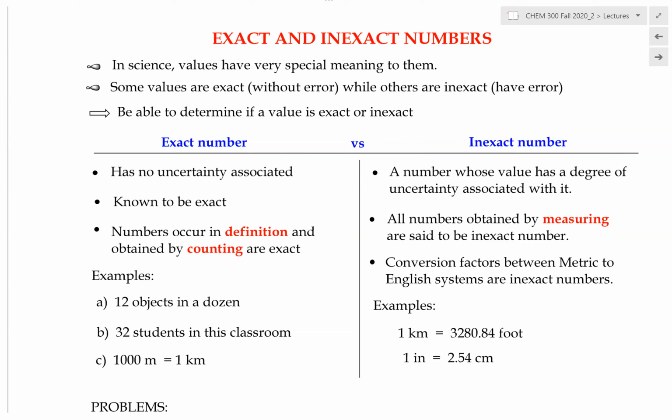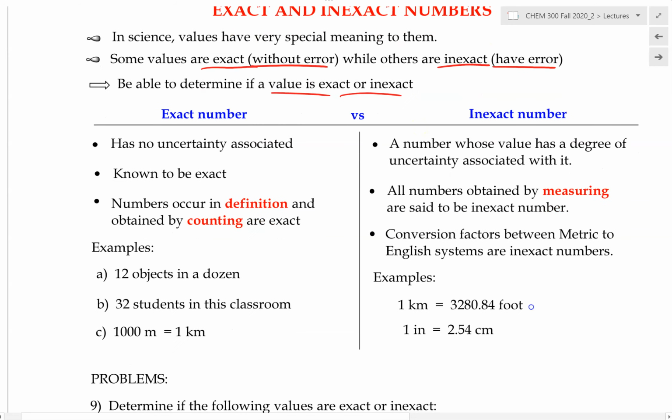Hi guys! So in this lecture video, I'll be going over the differences between exact and inexact numbers and how do we identify them. So in science, values have very special meaning to them. While some values are said to be exact, other values are said to be inexact. Exact values are those that have no error in them, versus inexact values, which have error in them. So therefore, be able to identify if a value is exact or inexact.